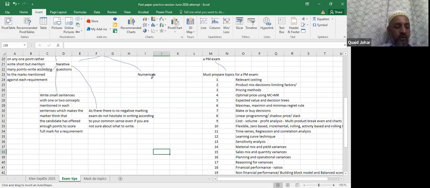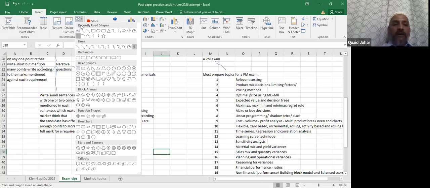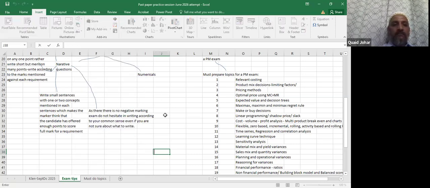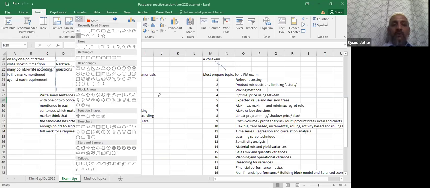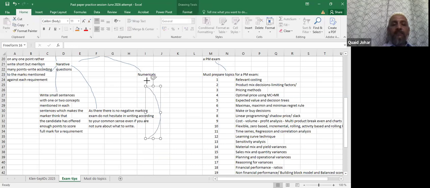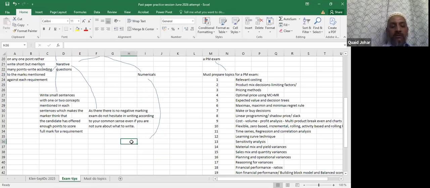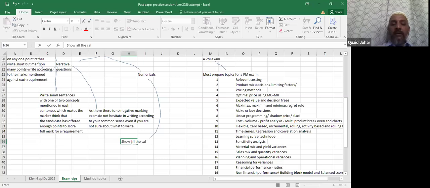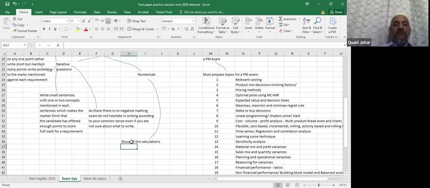Now, so the first step was show all the calculations, make the formats, learn them, learn the formula. Okay, now for the numericals, the first step was show all the calculations you are doing. Show the plus, minus, multiplication, division.